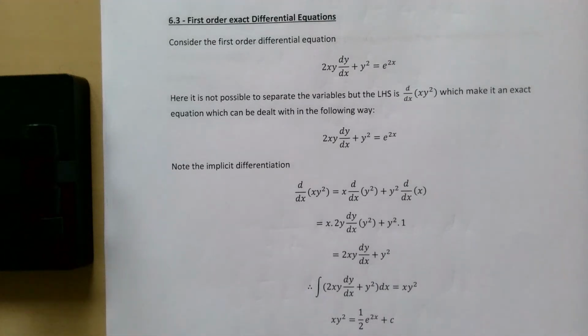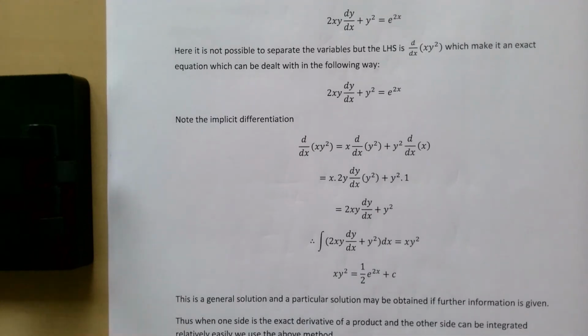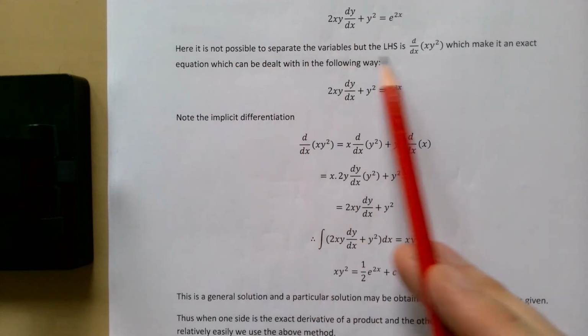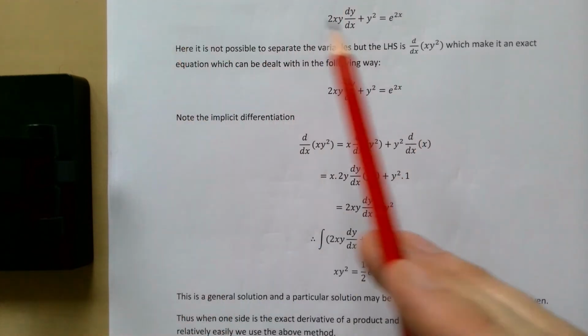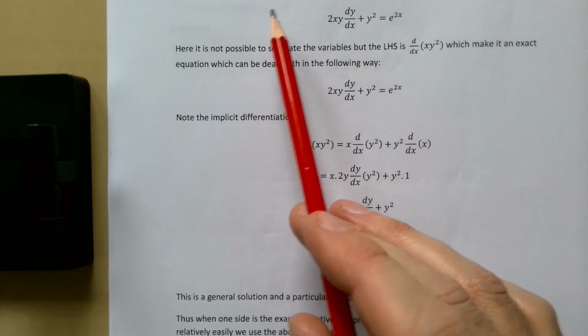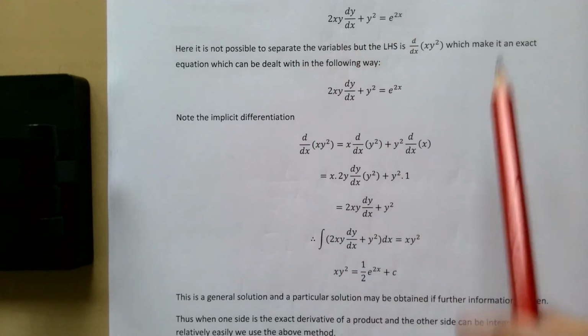Okay, this is A2Further, and we're looking at first order differential equations. First of all, exact ones. So consider the first order differential equation. Here it isn't possible to separate out the variables, as we did previously in regular A2 maths, where we would get all the x's on one side and all the y's on the other side. You can't do that in this particular case.